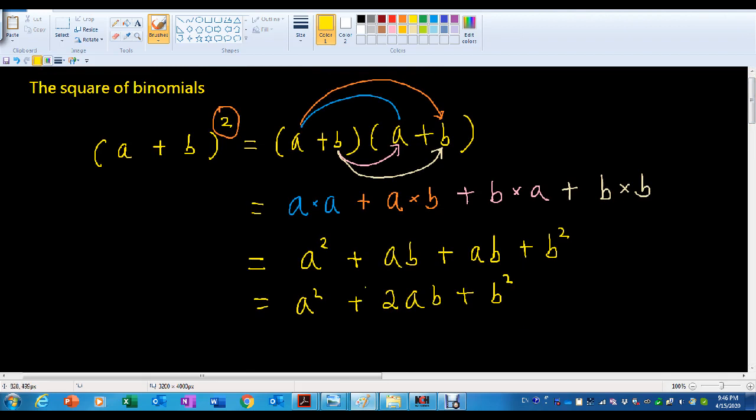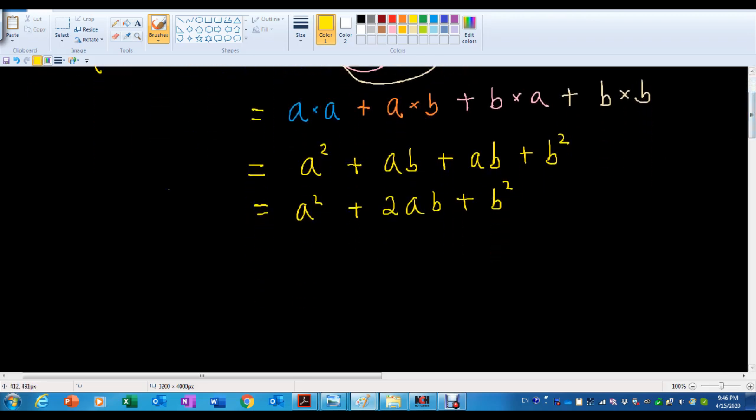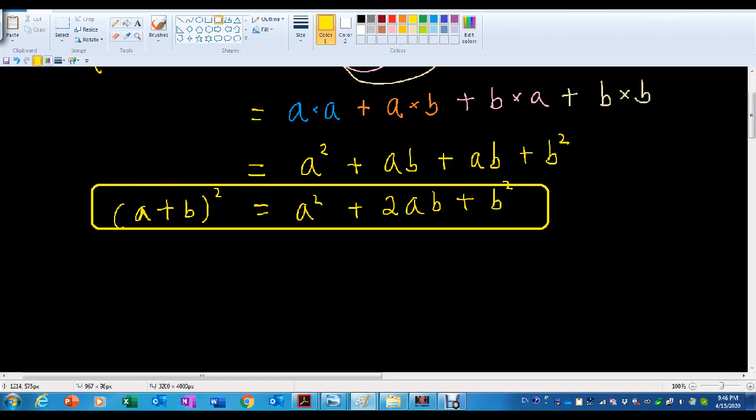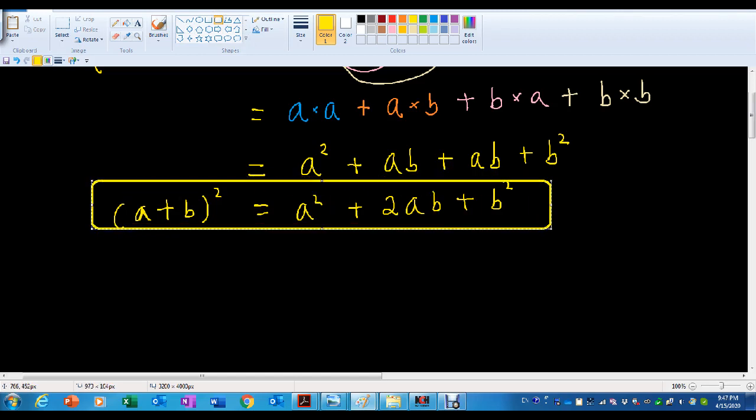So do we need to do that using FOIL every time? Actually no, because each time you have that square, it will always give you the square of the first term, the square of the second term, and the middle term is 2 times the product of the first term and second term. So we are going to memorize this pattern.